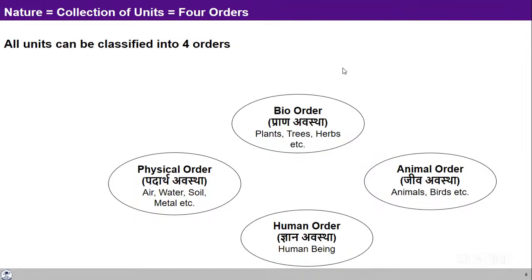So what is the difference between physical order and bio order? If we look into the physical order, we can see that formation and deformation is there. Something is forming and deformation is happening. No growth is there. But if we look into the bio order, like plants and trees, respiration is there and also growth is there. But there is no growth in the case of physical order. If we go to the animal order, respiration is there, growth is there, and also we can see there are some more differences if we compare it with physical order.